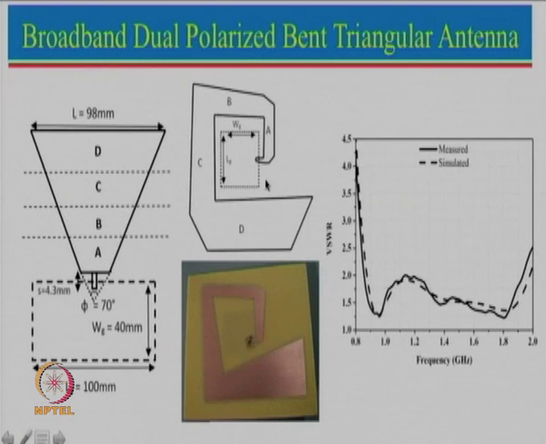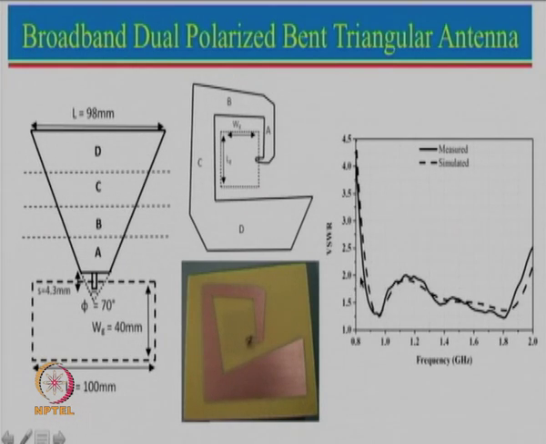So, we are getting both horizontal as well as vertical component. So, let us see here the result. So, this is the designed simulated one here, this is the fabricated antenna, and here we have the results which are both measured as well as simulated result.